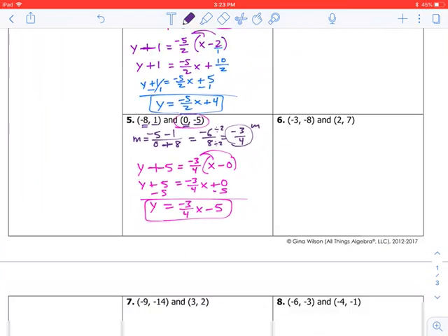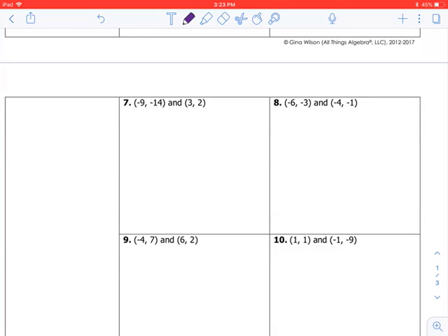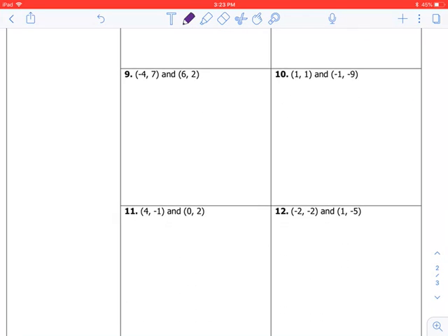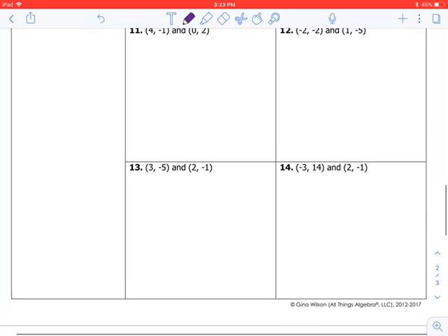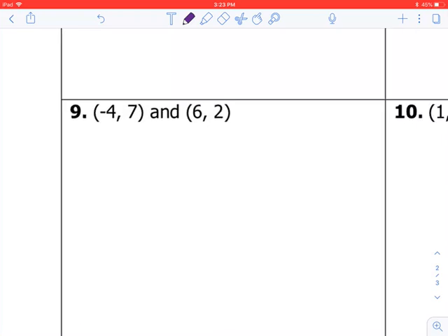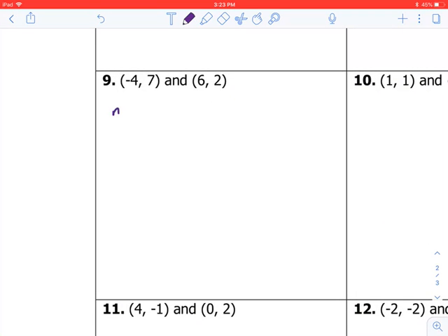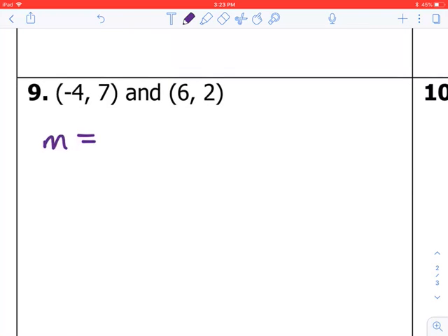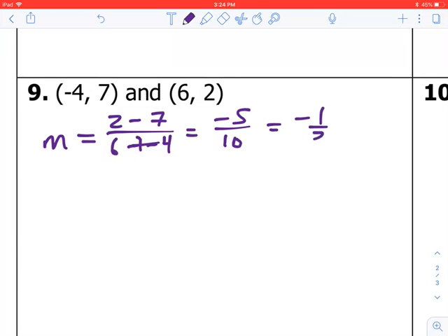Might be a couple interesting ones back there. Let's see. Let's just do a couple of these, and then we'll move on here. So number 9, find the slope first again. So the slope here, y minus y, so I'm going to go 2 minus 7 over 6 minus negative 4. So in this case, I have negative 5 over 10, which is negative 1/2 when you divide by 5. So that's m. And so I'm going to go ahead and use the one with smaller numbers.